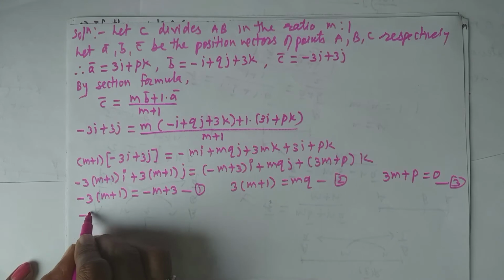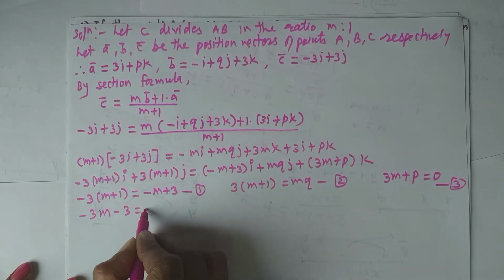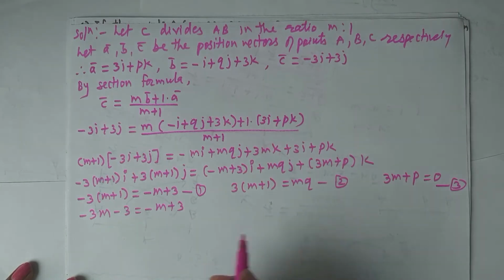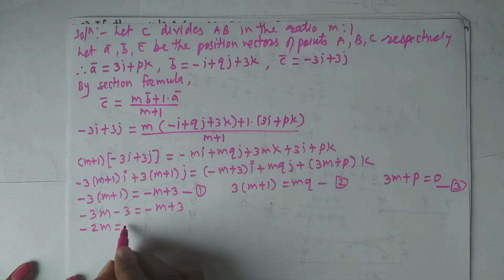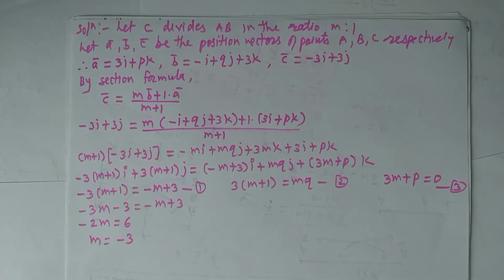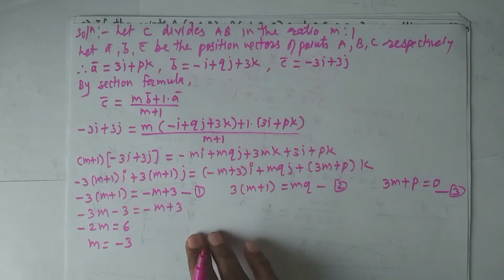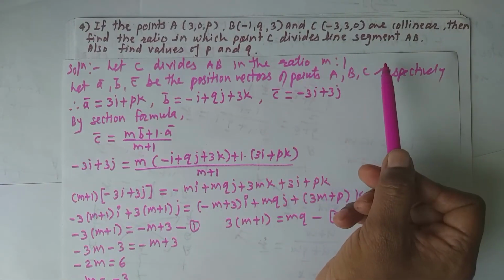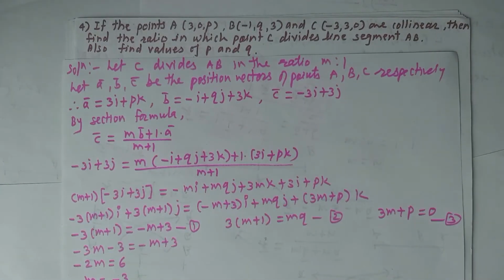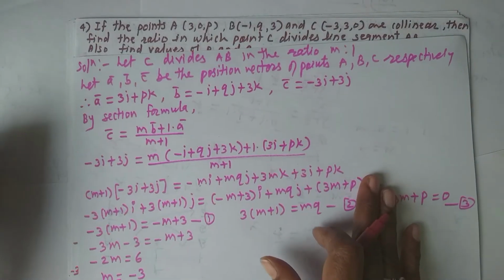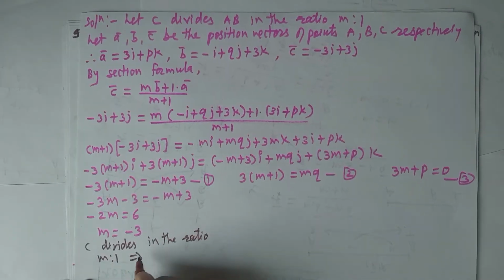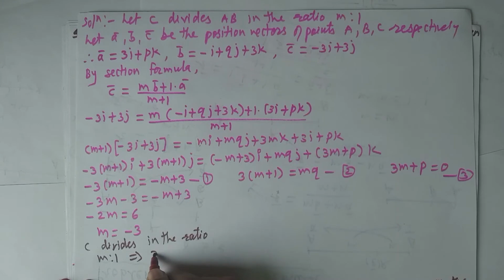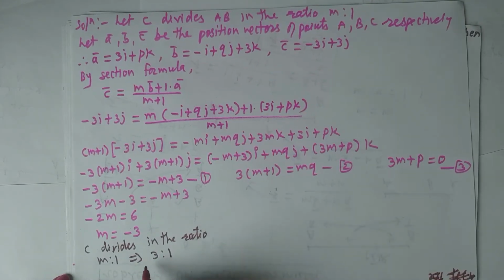Now you solve this. I will get minus 3m minus 3 is equal to minus m plus 3. Then simplify this. This will be minus 2m is equal to 6, and I will get m is equal to minus 3. Now here m is minus 3, and what is the question? Find the ratio in which C divides the line segment AB. Here the value of m is minus 3, which means C divides in the ratio m is to 1, and m is minus 3, therefore you write down the ratio 3 is to 1, not minus 3 is to 1.